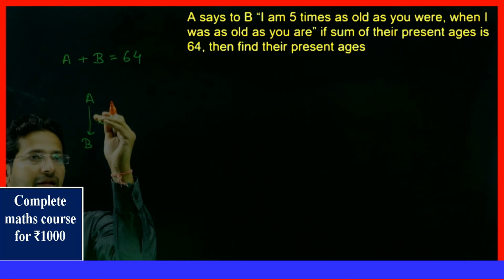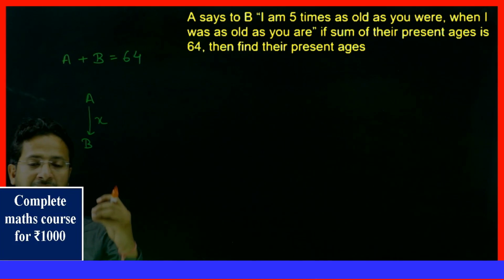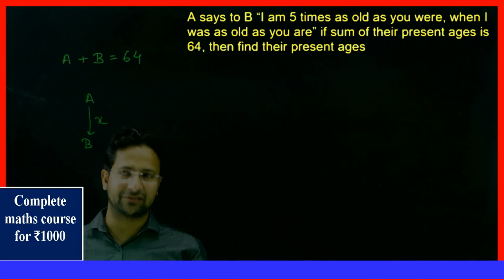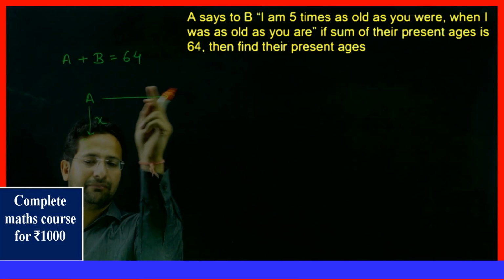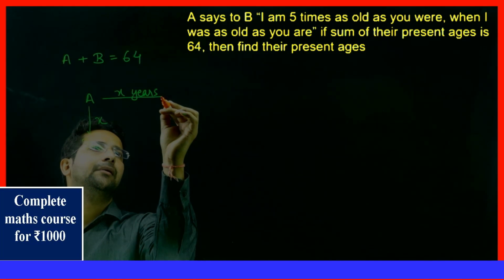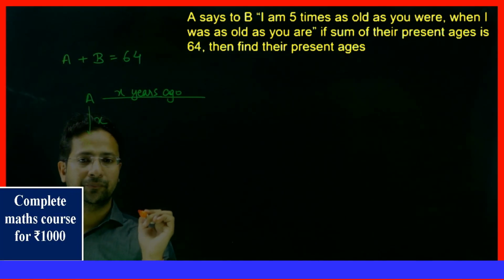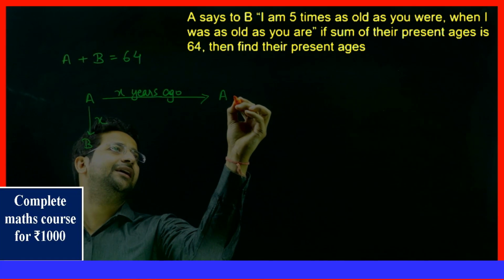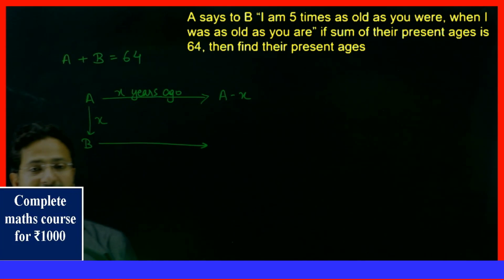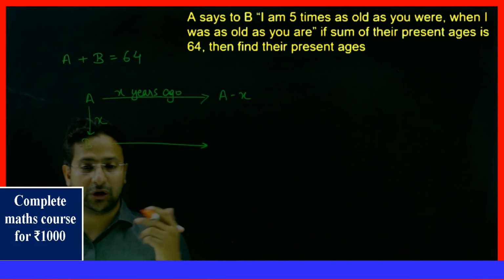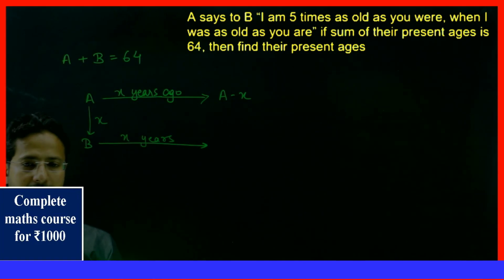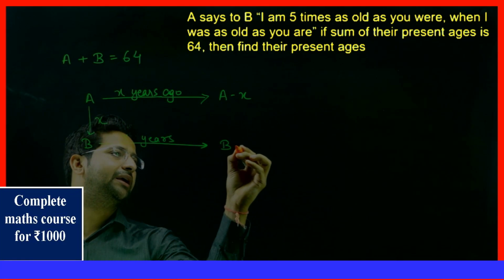Now, if the difference between them is X years, let's say right now I am 35. My younger brother is 30. So how much younger is he than me? 5 years. So let's go 5 years back. I will write X years ago. X years ago, what was A's age? A's age was A minus X. Similarly, B's age was what? Again X years ago, B's age was B minus X.